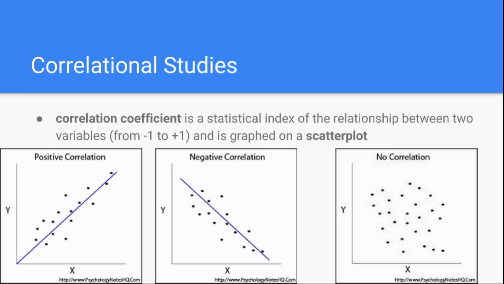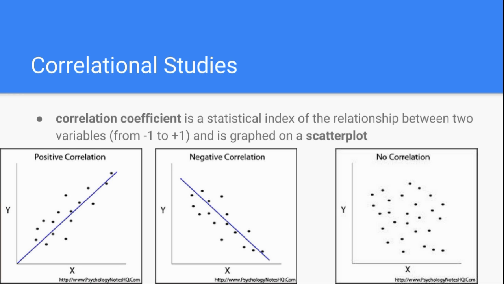A correlation coefficient is simply a statistical index of the relationship between two variables. It tells you in what direction they vary and how intense their correlation is. You in no way need to know how to calculate a correlation coefficient for this class. That will be something that is saved more for your statistics class.